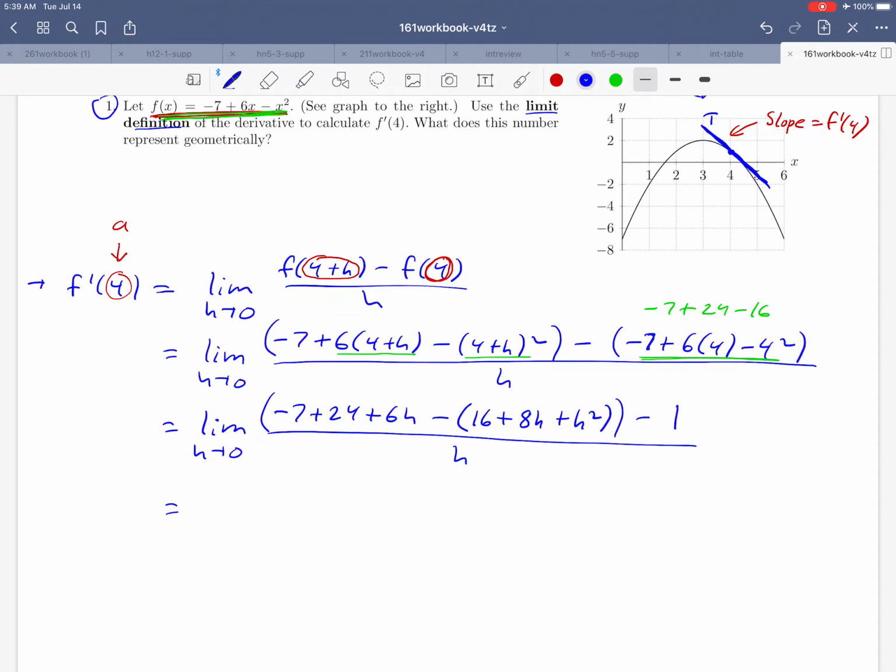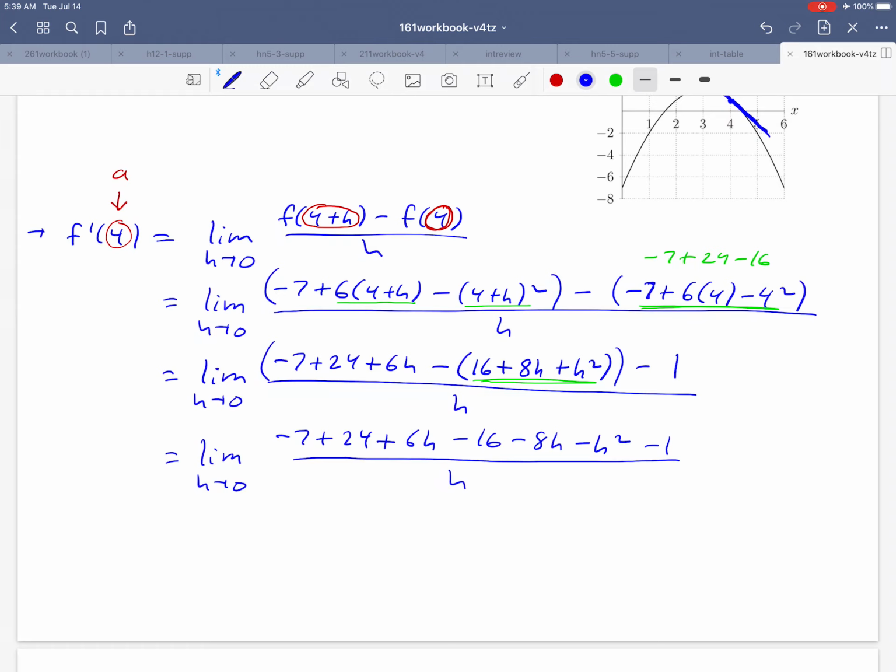Continuing with this, let's see. Any simplifying we can do here? I'm just going to rewrite the first part of this: negative 7 plus 24 plus 6h. And then looking at this part, we could take the minus sign out in front and just distribute it through. Minus 1 over h.